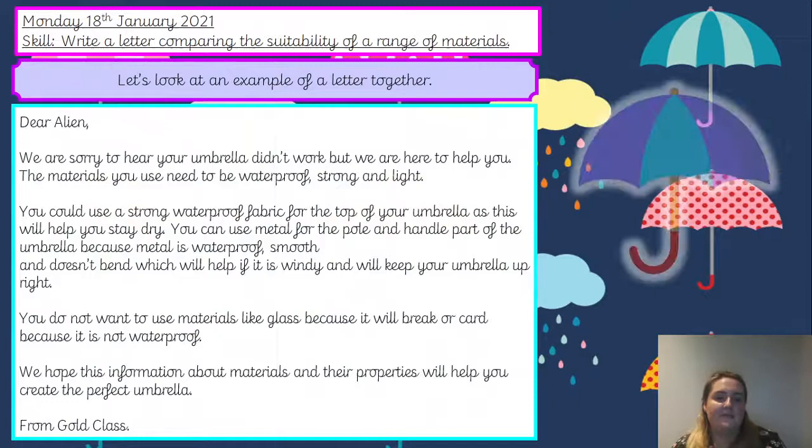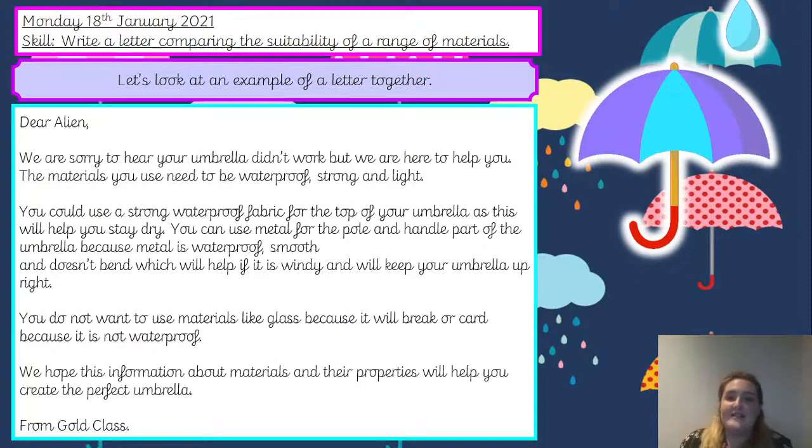Okay. Dear Alien, so this is an example of a letter that you might write back. So remember, you're going to write your own letter, but this is just a little example to think about some of the things that we need to say to the alien. Dear Alien, we are sorry to hear your umbrella didn't work, but we are here to help you. The materials you use need to be waterproof, strong and light. You could use a strong waterproof fabric for the top of your umbrella, as this will help you stay dry.